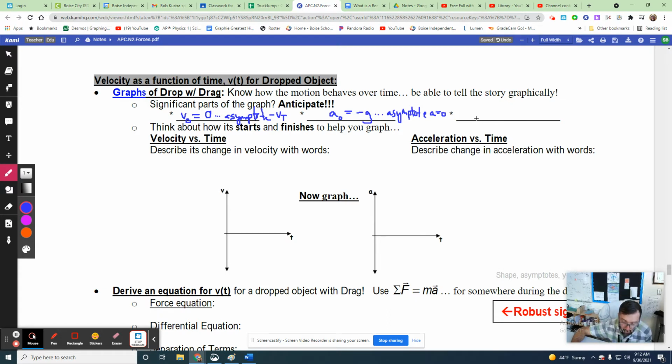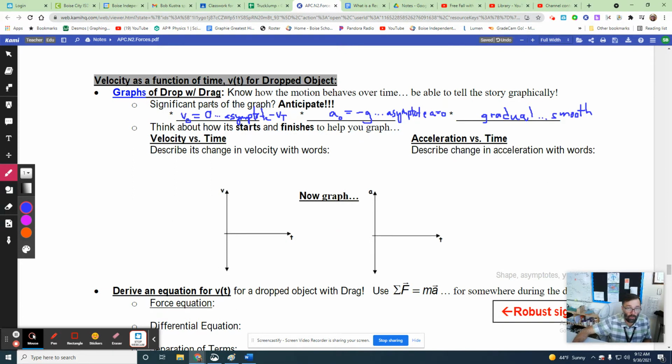And then our other thing is that all of these graphs should look gradual. They're not piecewise. They're a gradual transition between these states, your starting and your ending conditions. Okay, gradual or smooth. So there's some things to anticipate. So think about how it starts and finishes, and this will help you with your graph.